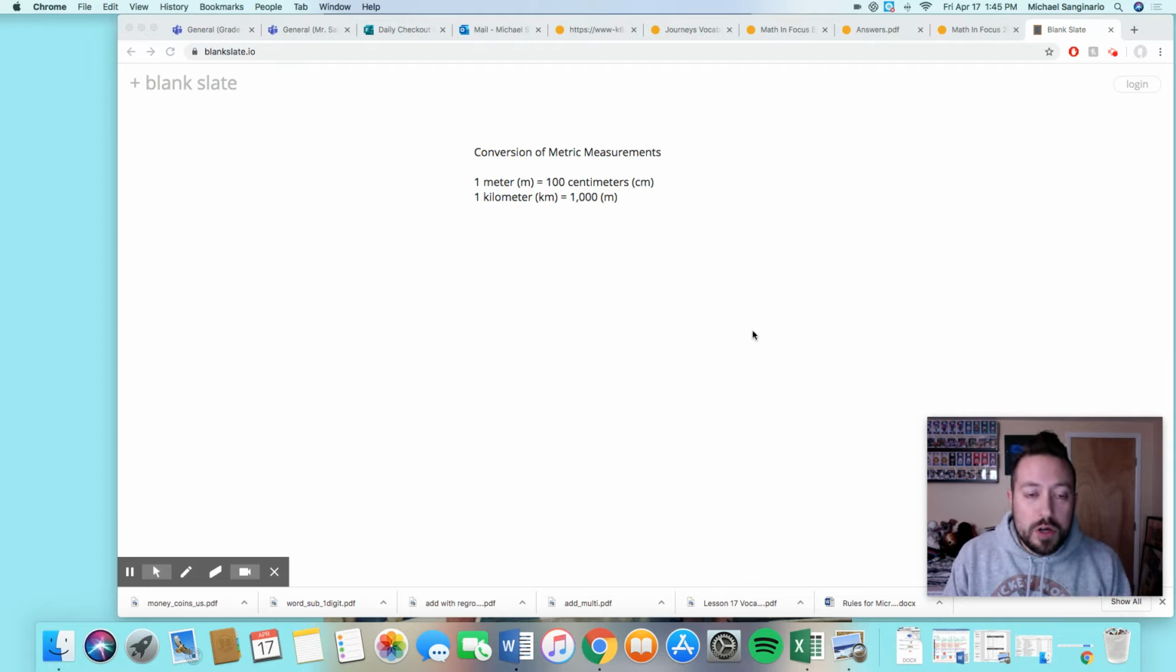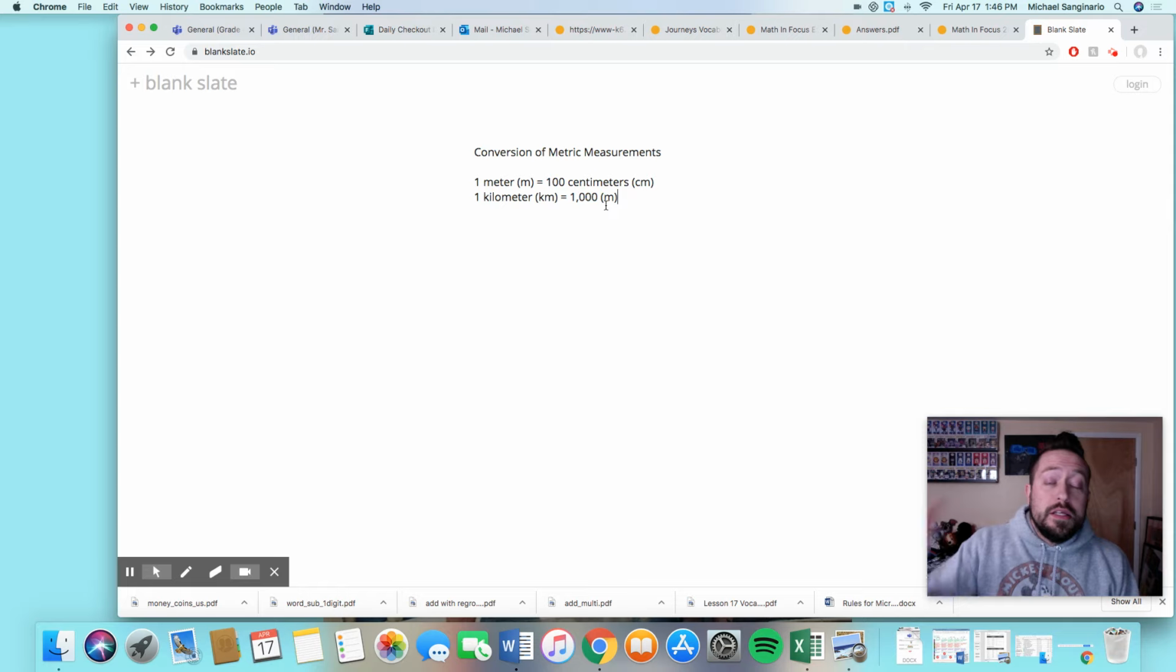Yesterday we talked about converting meters and centimeters and going back from centimeters to meters. Today I just want to focus on kilometers, which is a larger unit of measure, and then converting that to a meter. So it basically is kilometer, then meter, and then centimeters. There are others below and above that, but we're just focusing on these three right now.